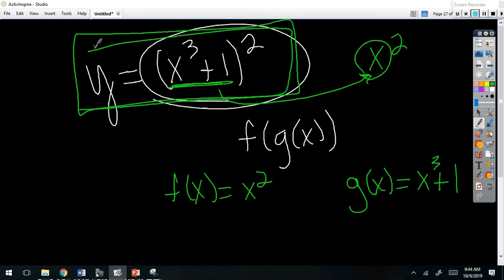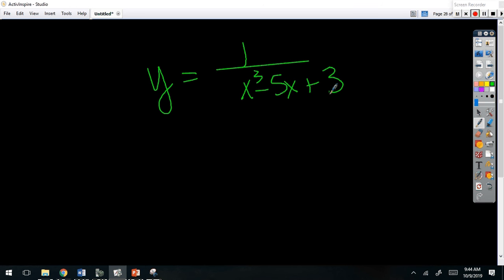Like, here's another one. I'll go back to that if you didn't get it. 1 over x cubed minus 5x plus 3. One function could be 1 over x, and then this is what you plugged in for x. Okay, you can make them as easy or as complicated as you want. Don't overcomplicate them. All right, your homework tonight.